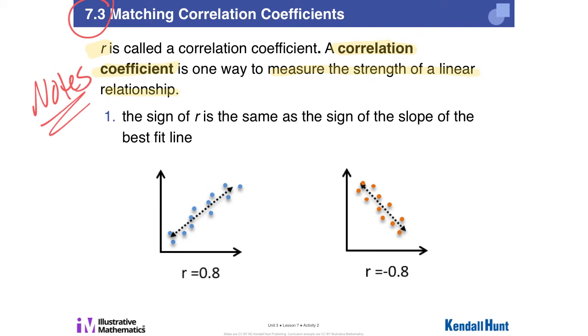The first thing that you need to know is point 1 right here, that the sign of R is the same as the sign of the slope of the line of best fit. So in this example, this line of best fit has a positive slope. Our value for R, the correlation coefficient, is positive. Over here, the line has a negative slope, and the value of the correlation coefficient is negative. This value for R is not the slope, but its sign, whether it's positive or negative, will be the same as whether the slope is positive or negative.